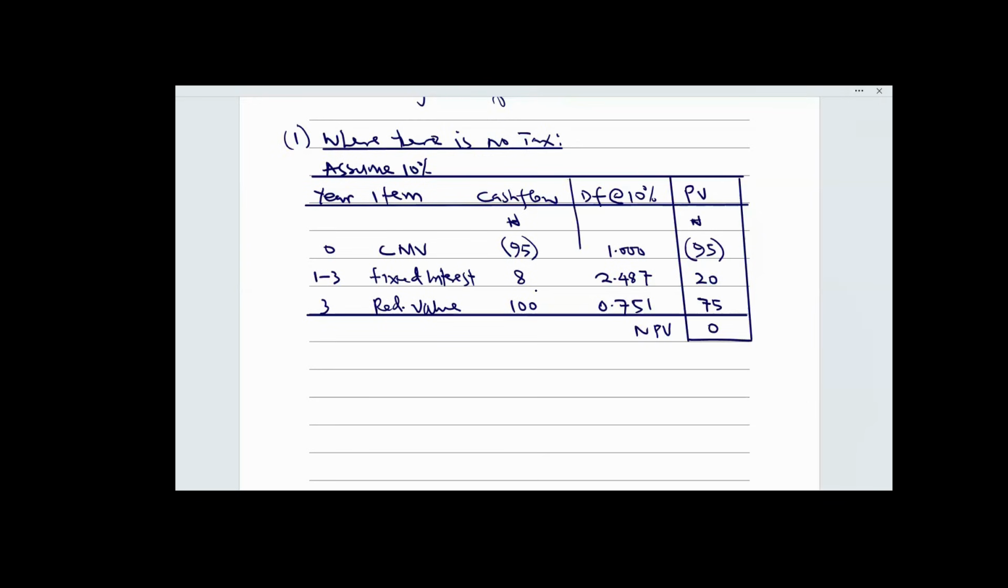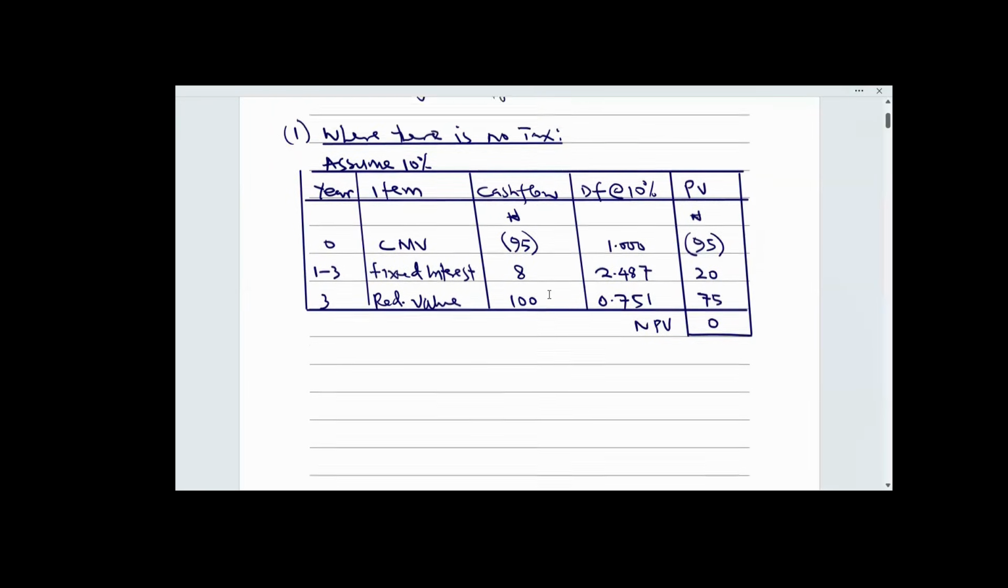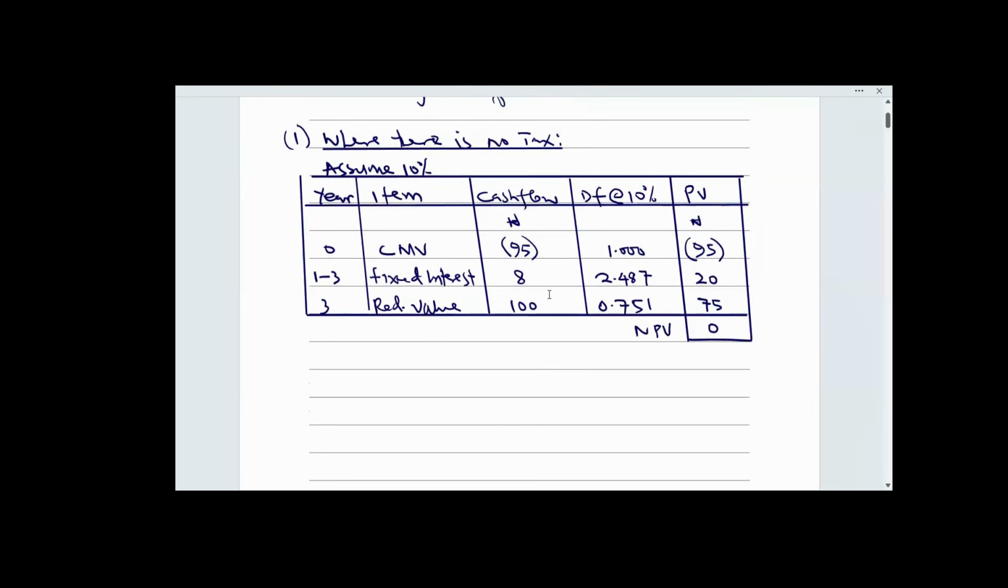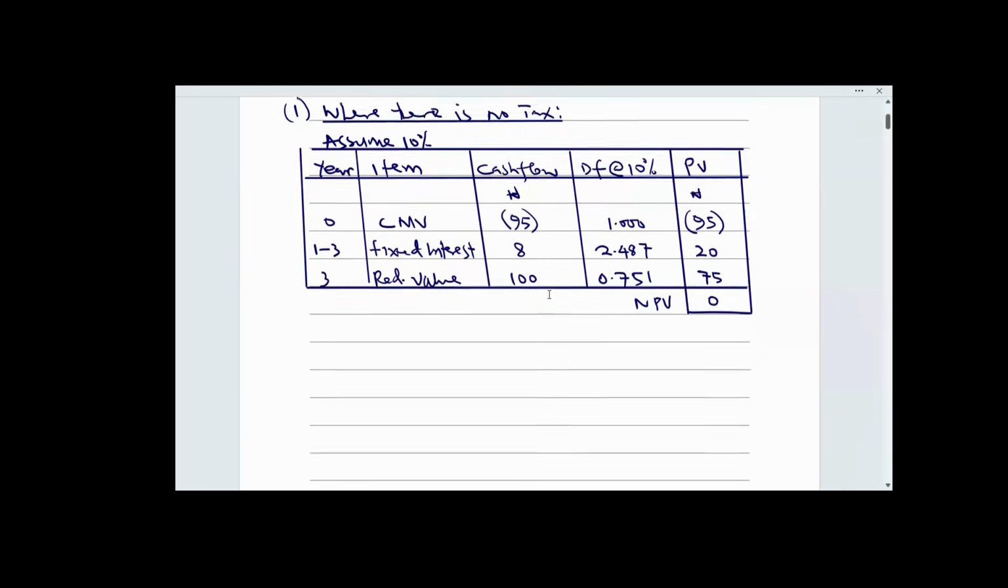Since our NPV is equal to 0, we have determined our cost of redeemable debenture where there is no tax. Why? Because internal rate of return is the rate that equates NPV to 0. We assume 10%, and this 10% produces 0 NPV. It means that our internal rate of return is equal to 10. That's all. You don't need to do any calculation again.